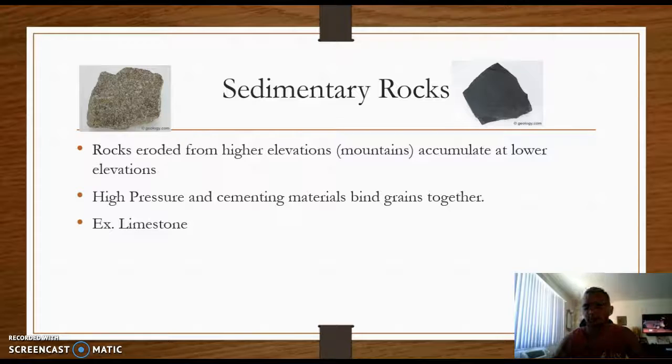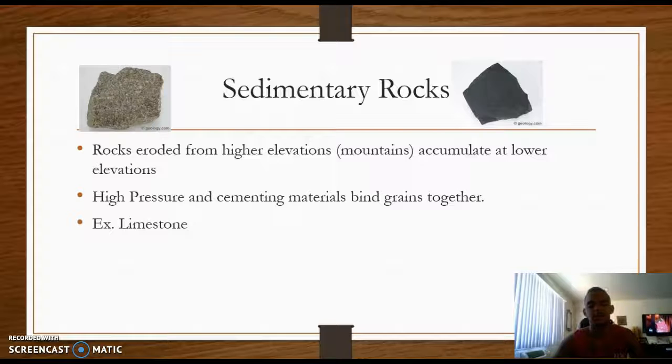Next on the list is sedimentary rocks. Sedimentary rocks are the result when rocks erode from high elevations, such as mountains, valleys, hills, and plains, and accumulate at lower elevations, such as swamps or ocean bottoms. During this accumulation, as they come from high elevation to low, it builds up great pressure, and along with it, other minerals and materials that help bind it together.